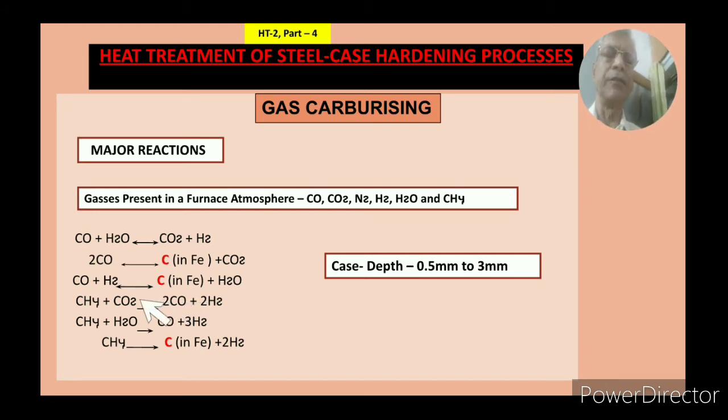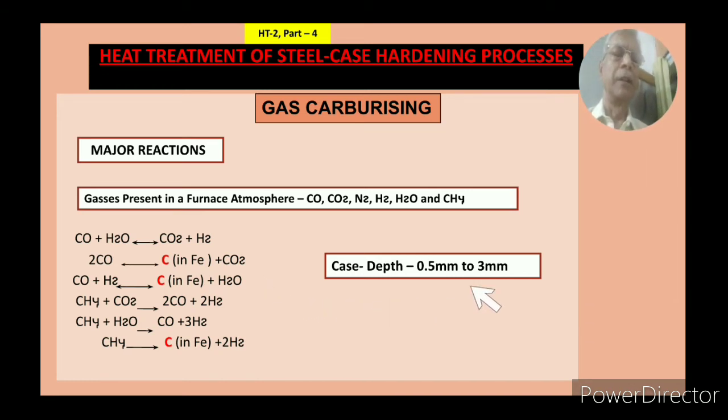So these are the various reactions which take place inside the furnace, and the species responsible for carbon penetration, I have shown here with red C. This red C is nascent carbon which goes inside. When you give this diffusion cycle, this is the carbon which penetrates into the parts, and thereby when you quench and temper it, it gives a very good hardness. So you get a very hard case, depending upon carburizing holding time or diffusion cycle holding time.